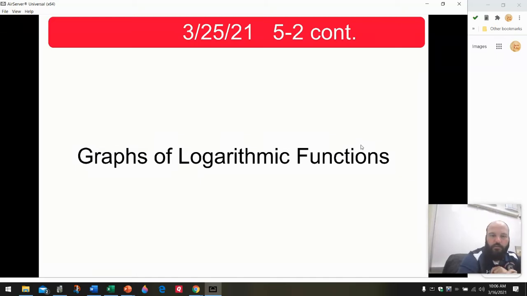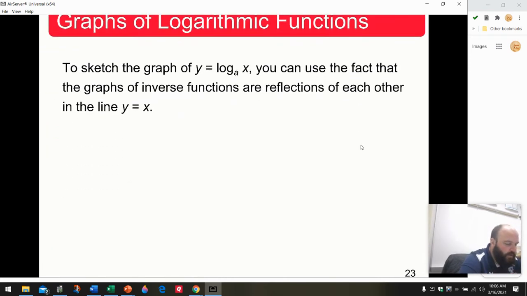Hello, everybody. So today we will continue our discussion in Chapter 5, Section 2. And what I'm going to show you is what the graphs of logarithmic functions look like. If you recall in previous videos, you may have remembered me mentioning that logarithmic functions and logarithms themselves are the inverse operation of exponentials.